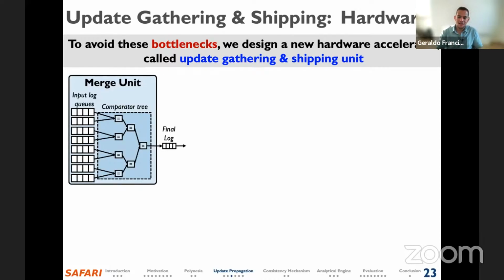First, we have the merge unit, which is responsible for scanning the update logs from the transactional threads and merging them into a single final update. To do so, the merge unit uses a three-level comparator tree.